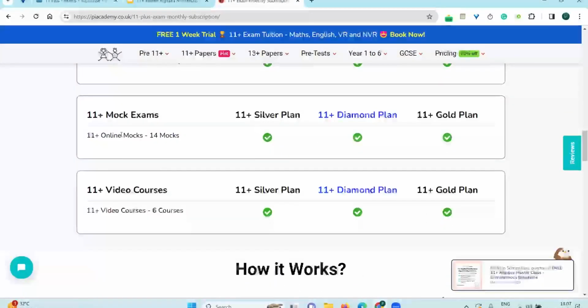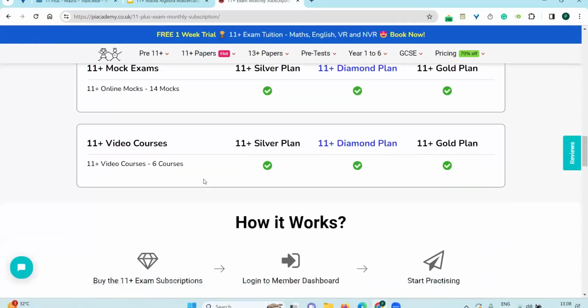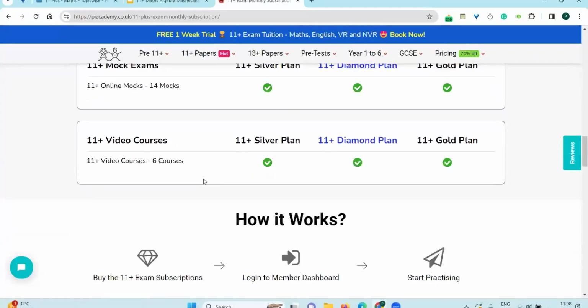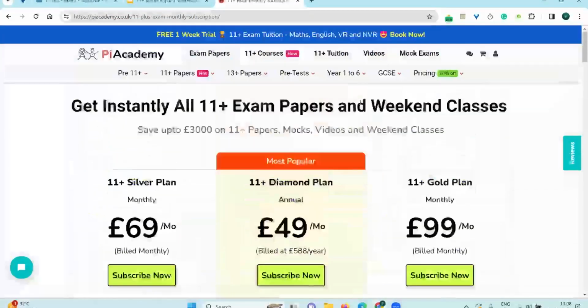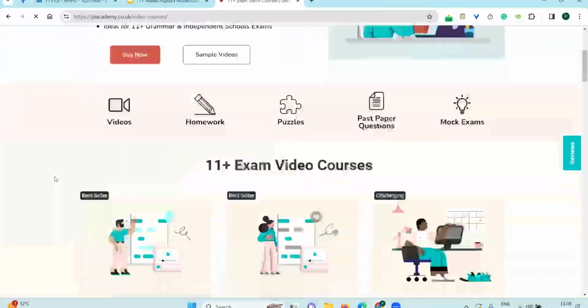The Diamond Plan also has 14 mock examinations. These are online exams. You can write it whenever is most convenient for you. And it also has 6 video courses. These video courses, again, are pre-recorded video courses. Whenever you want, you can log into the Pi Academy dashboard and check out your video courses. It's learning at will. Whenever you have the time to go through the videos, you can do so.